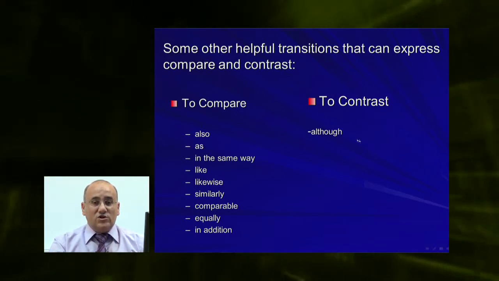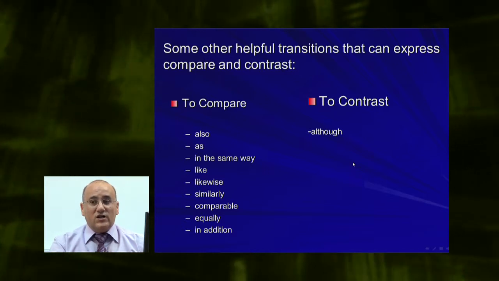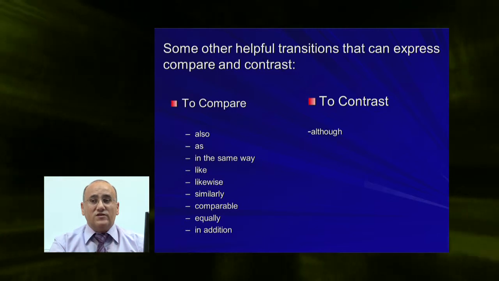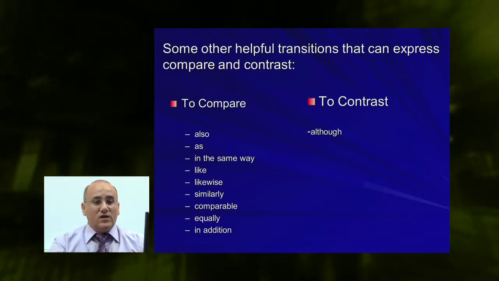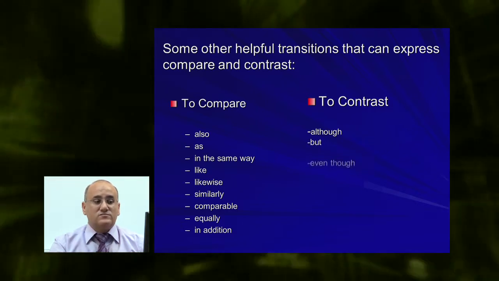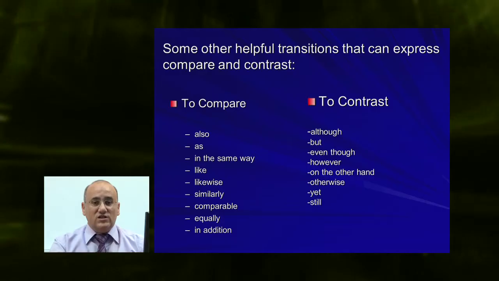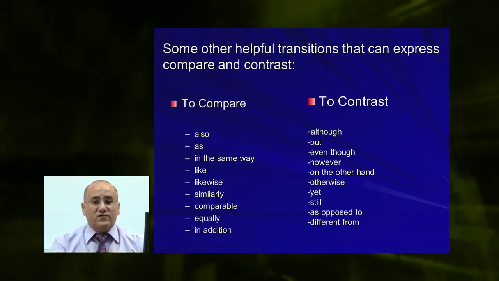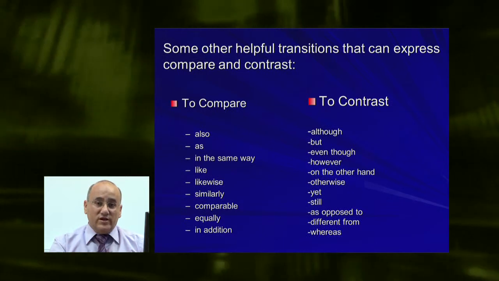Here, the ones I'm going to show now to the right are going to contrast. It means your main focus is on the differences. The words are although, but, even though, however, on the other hand, otherwise, yet, still, as opposed to, different from, and whereas.